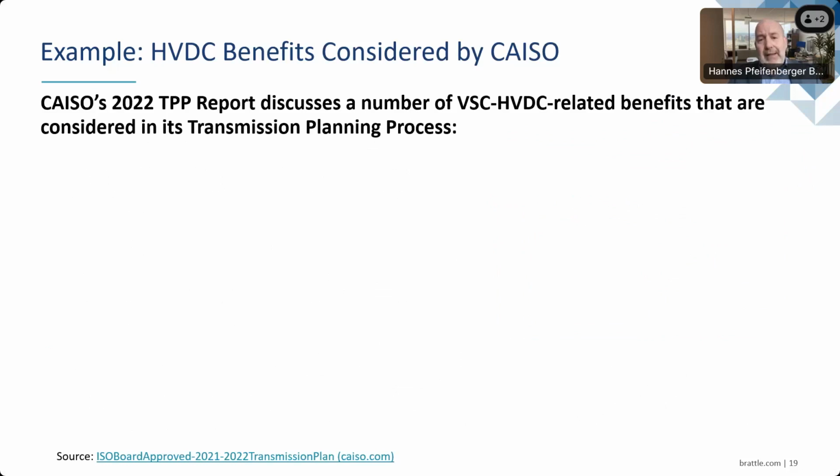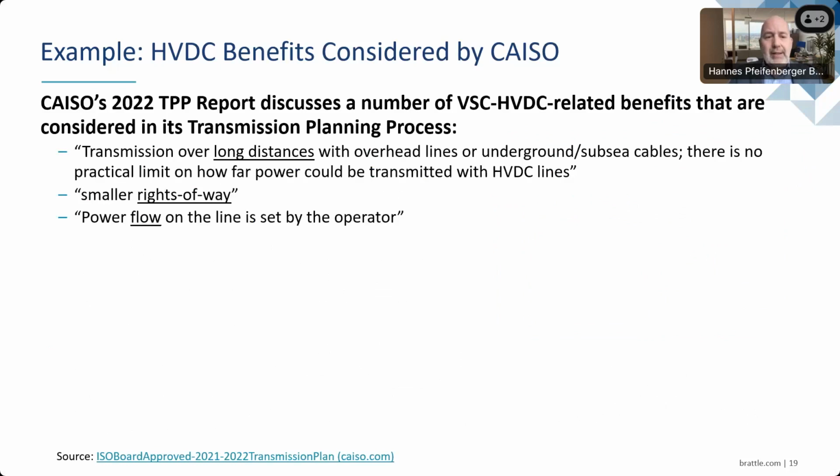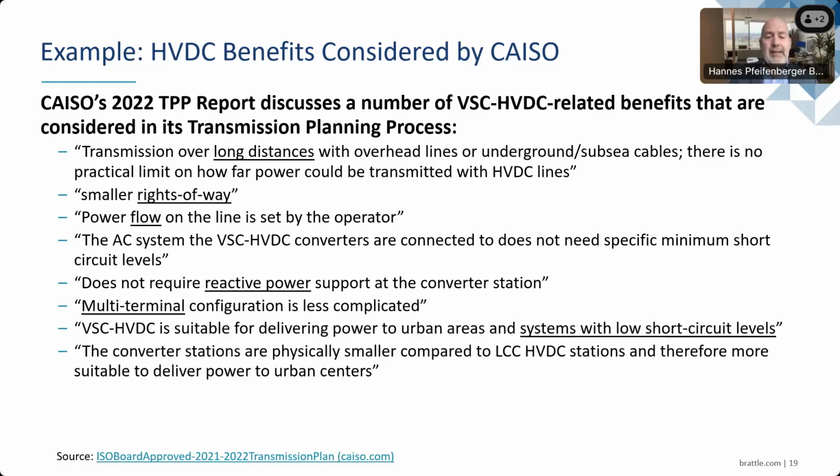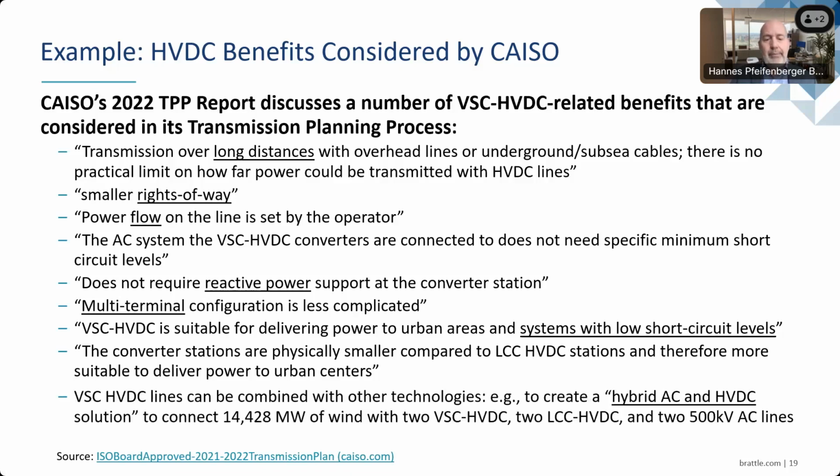An example of the type of benefits that CalISO is considering in its transmission planning processes are really not just the long distance transfer benefits, the smaller right-of-way, and the ability to control flows, but also that you have certain advantages such as you don't need specific minimum short circuit levels, and you don't require reactive power support because the converter stations can provide that reactive power, and multi-terminal configurations for VSC are less complicated. It's great for delivering power to urban areas and systems with low short circuit levels. And some of these VSC-based converter stations are actually not that large, so they can be located more easily in tight places. And VSC, of course, is not the only capability.